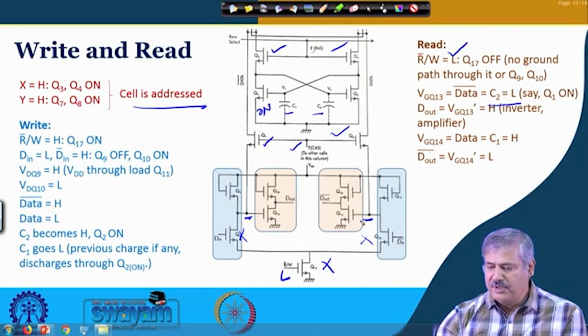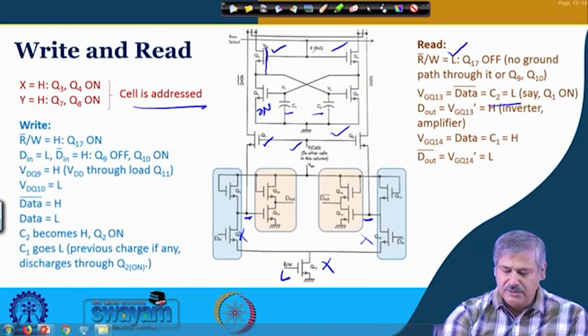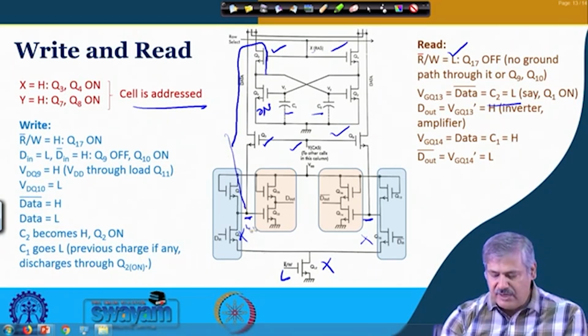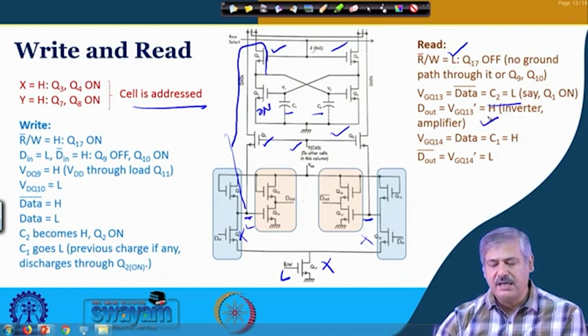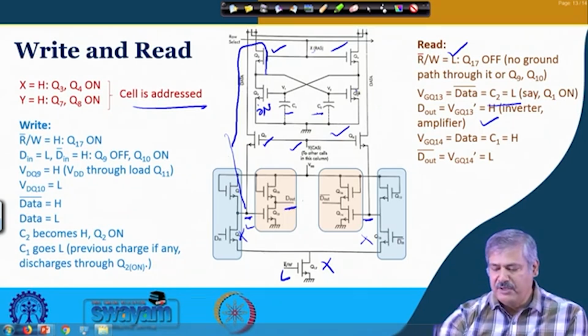At that time, if this is low, this low will come through this, so this is low over here, and this is low over here. This is the inverter configuration amplifier, so D out will be high, right. So, with C2 low, that is Q1 on, D out you see as high. And at that time, what will happen to this line?